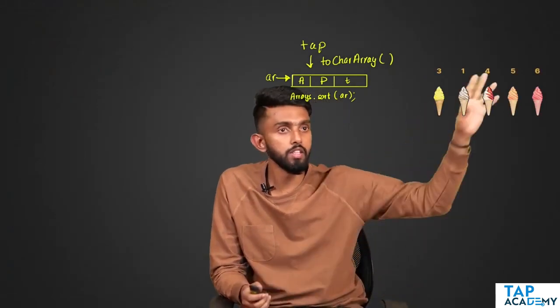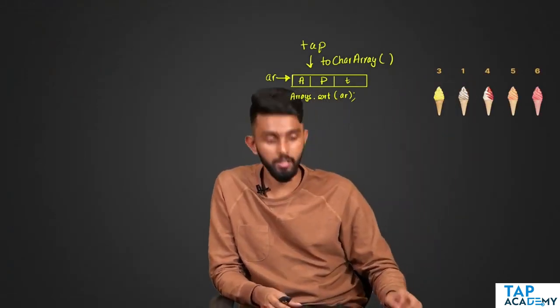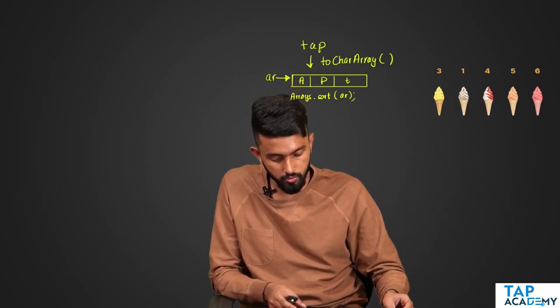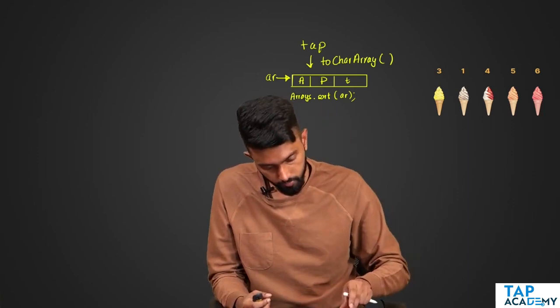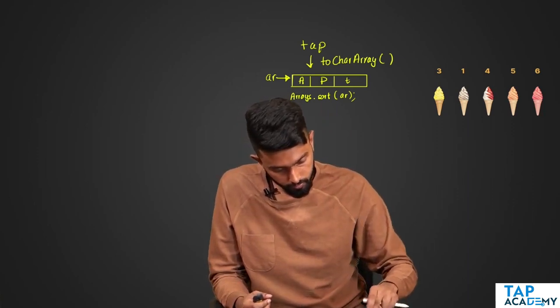Watch it, guys. These are my ice creams. Now 3, 1, 4, 5, 6. These are the prices given to you. If I use one-based indexing, this is the first ice cream, and that is the money I have. These are the indexes: 1, 2, 3, 4, 5. First ice cream is 3 rupees, second ice cream is 1 rupee, third ice cream is 4 rupees, like that.